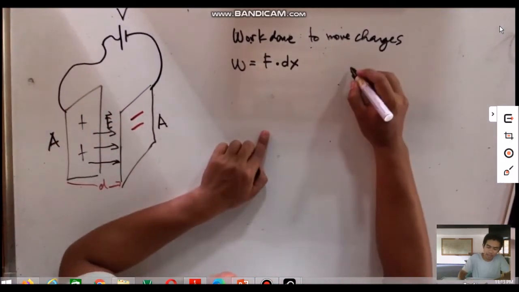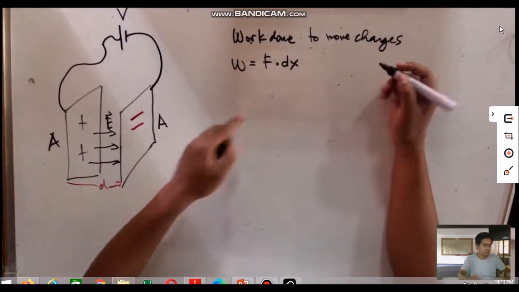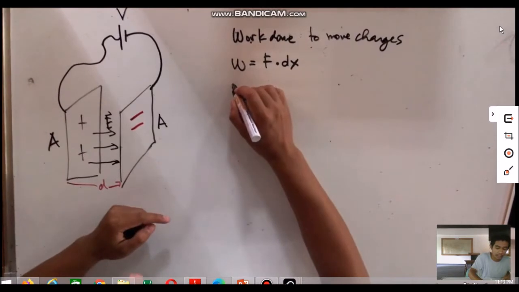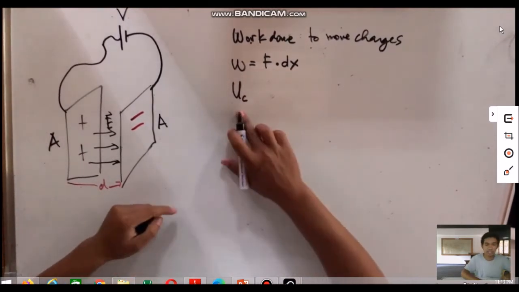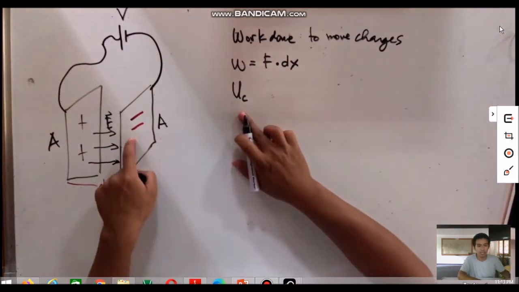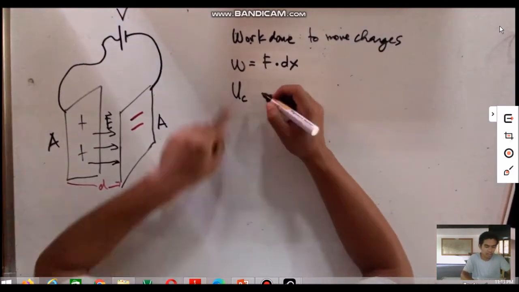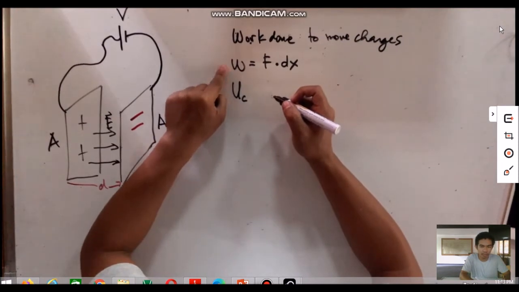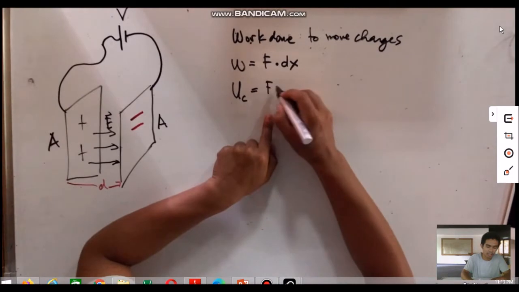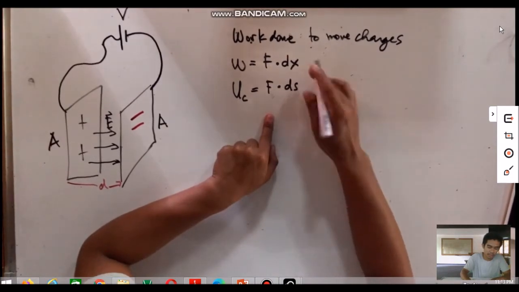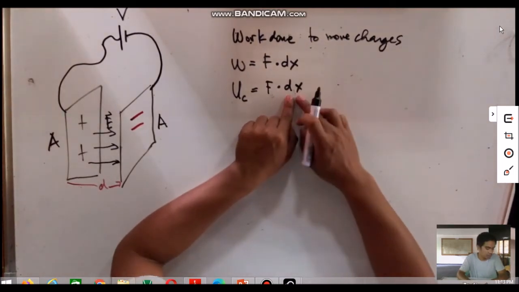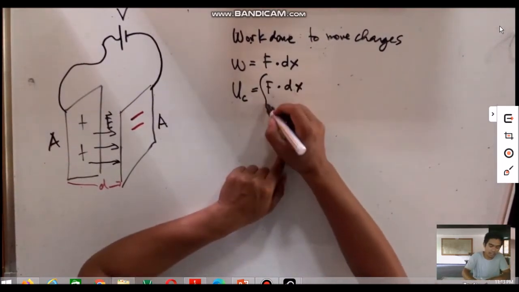And we know that since work done is equivalent to the energy stored in the capacitor, I'll call that U to emphasize that this is the potential energy stored in the capacitor. So the work done is equivalent to the potential energy stored in the capacitor, which is force times the distance x. We consider a small distance, so we need to integrate this.